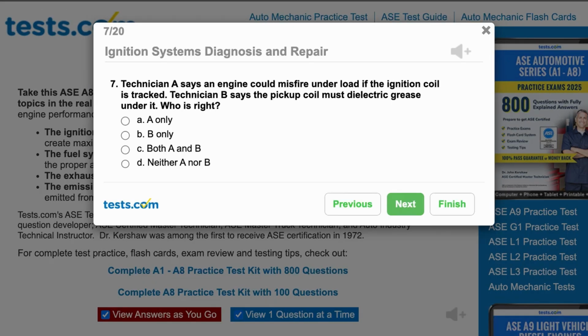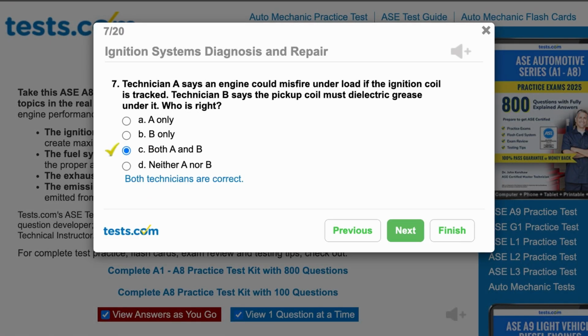Question 7. Technician A says an engine could misfire under load if the ignition coil is tracked. Technician B says the pickup coil must have dielectric grease under it. Who is right? A. A only. B. B only. C. Both A and B. D. Neither A nor B. C. Both A and B. Both technicians are correct.